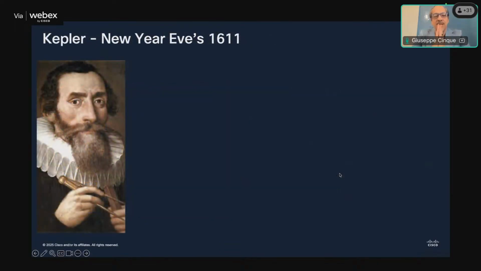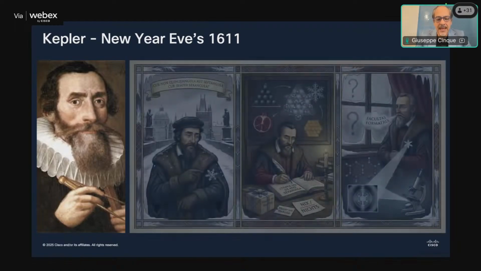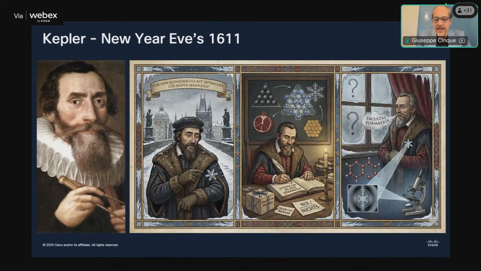But let me start with a story. When I was preparing for this session, a story of Kepler came to me. It was about New Year's Eve of 1611. He was going to an important party, and he realized he didn't have any gift. He was in Prague on a bridge, and it was snowing. And he was paying attention to a snowflake.